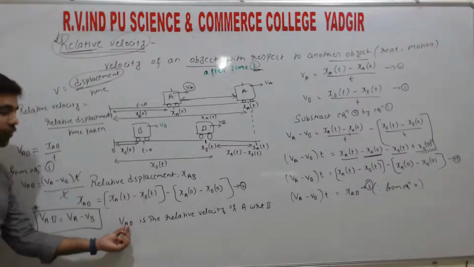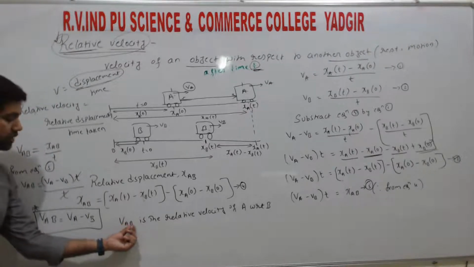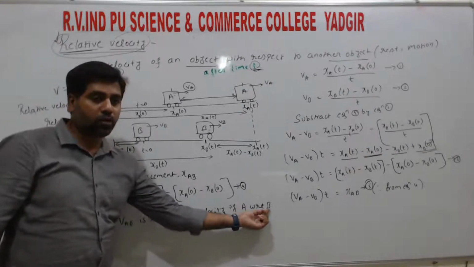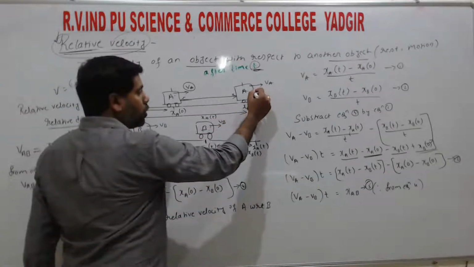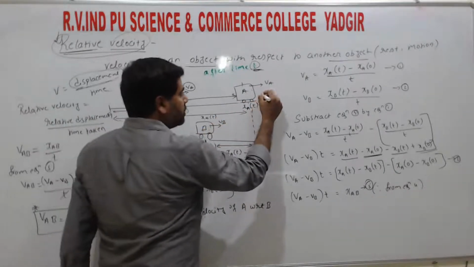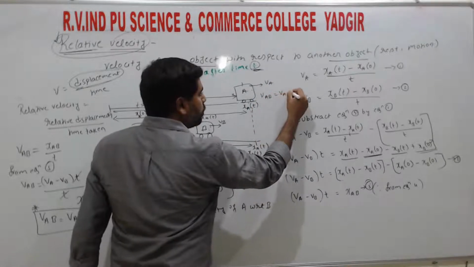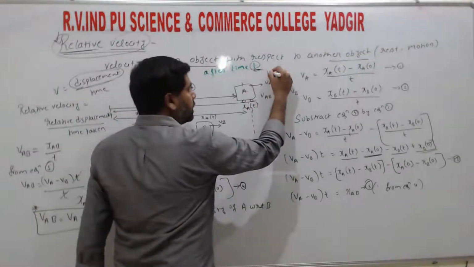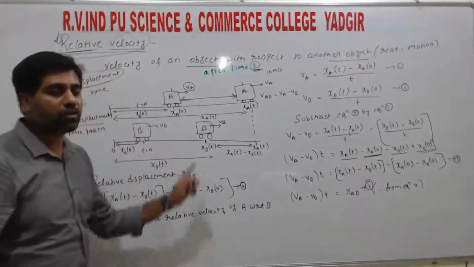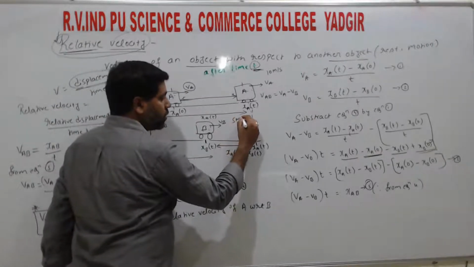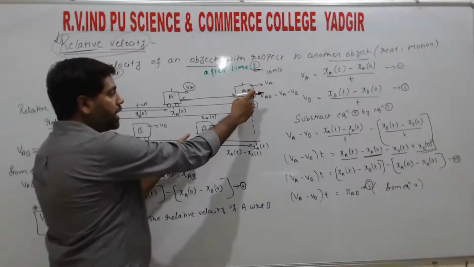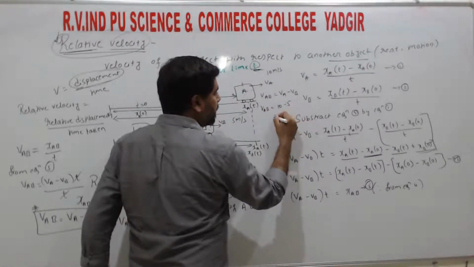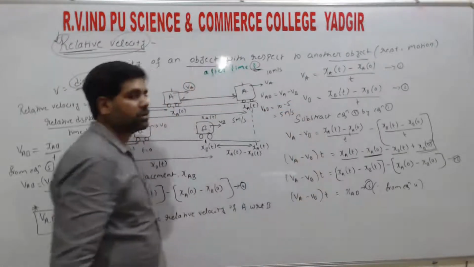The relative velocity, that is the velocity of particle or object A with respect to B, is given by VAB, which equals VA minus VB. So if object A is moving at 10 meters per second in the same direction and object B is moving at 5 meters per second, then the relative velocity of A with respect to B is VAB equals 10 minus 5, which is 5 meters per second.